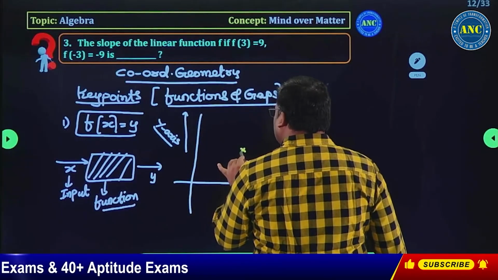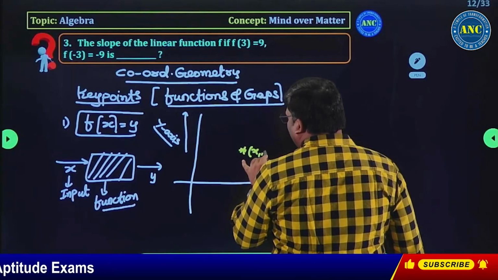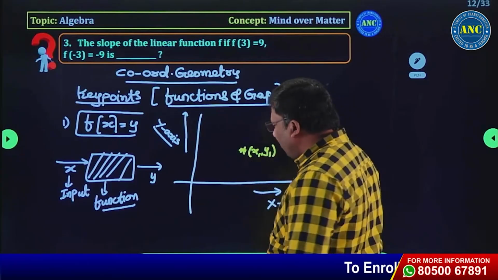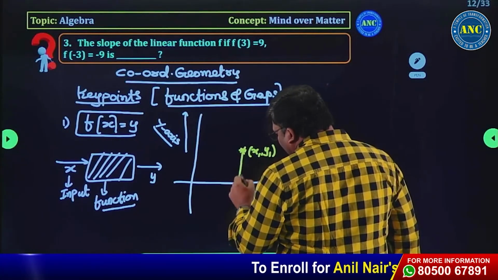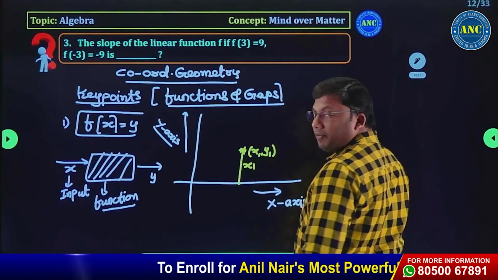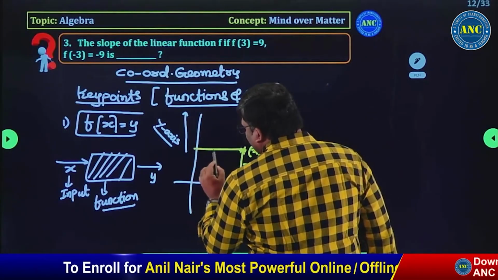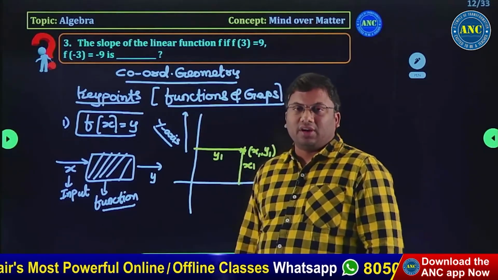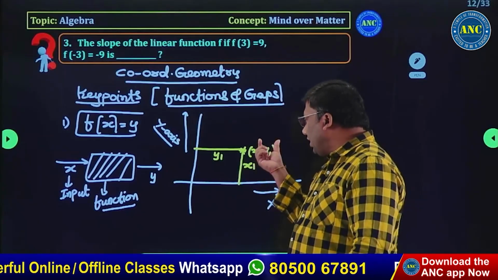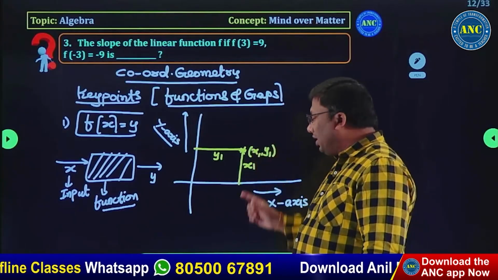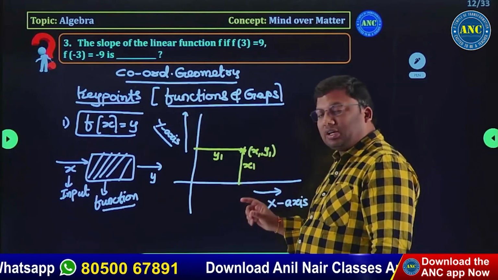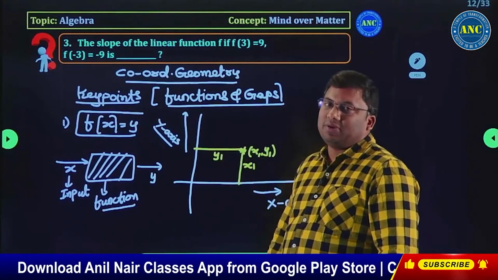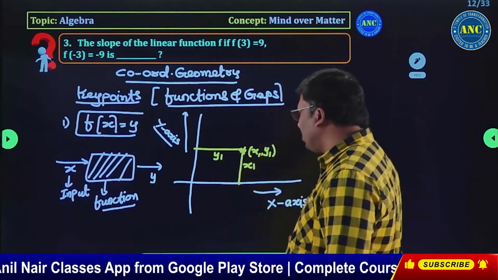That means if there is a point x1 comma y1, then from the vertical line it is at a distance of x1, and from the horizontal line it is at a distance of y1. This is the definition of x1 comma y1. In a coordinate plane, for a point of two coordinates, x1 means how much it is at a distance from one axis, and y1 means how much it is at a distance from the other axis, right?